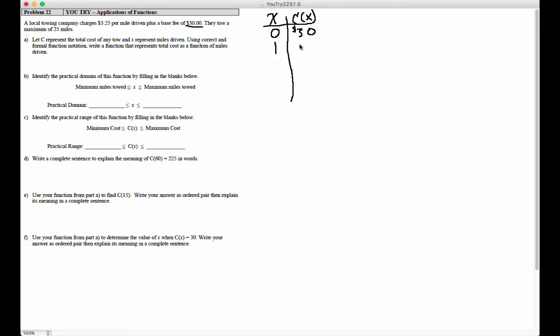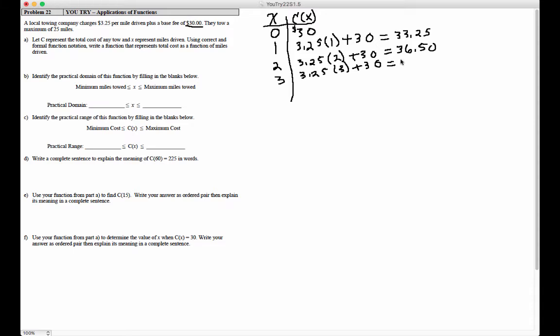If they tow you 1 mile, that's going to be $3.25 times the 1 mile plus the 30, which gets you back $33.25 to get towed 1 mile. If they tow you 2 miles, it's going to be $3.25 times the 2 miles plus the 30, which is going to get you back $36.50. And if they towed you 3 miles, that would be 3.25 times the 3 miles plus that base charge of $30.